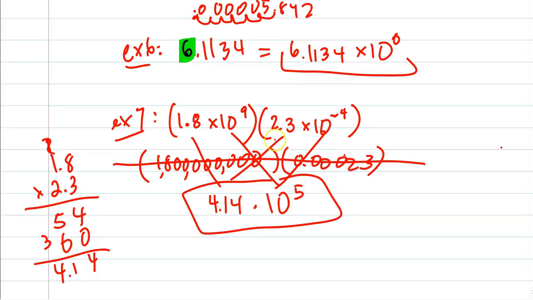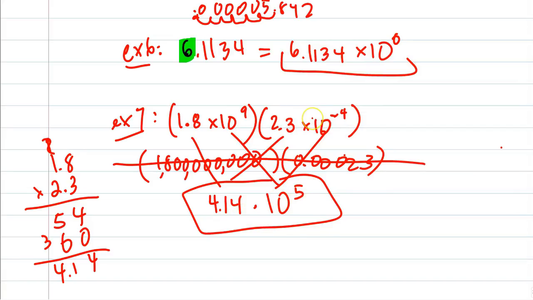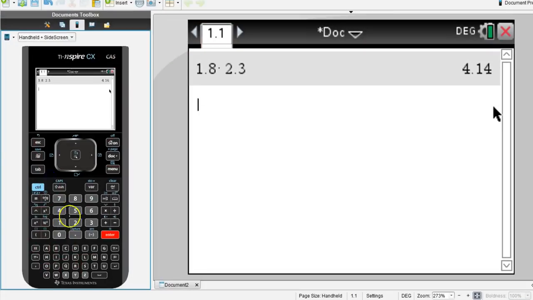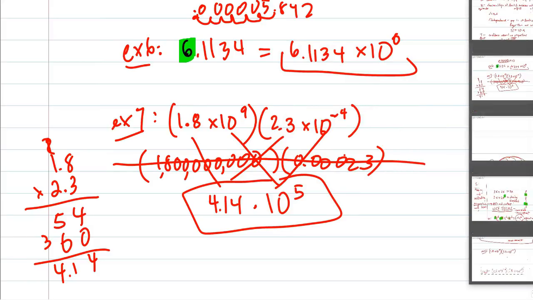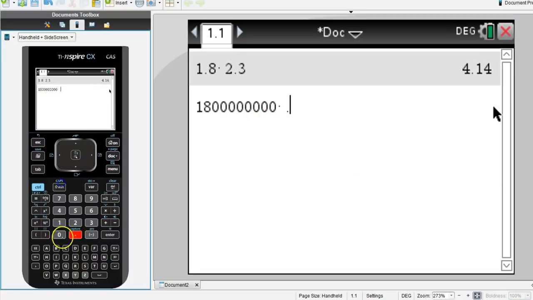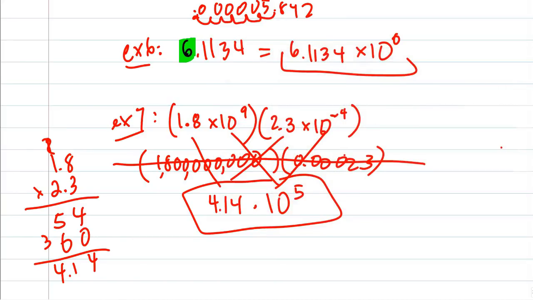I'm going to double check 1.8 times 2.3. 4.14 times 10 to the 5th. Like I said, I could double check. And 0.00023. And that would be 4.14 times 10 to the 5th. So what we got? Pretty snazzy.